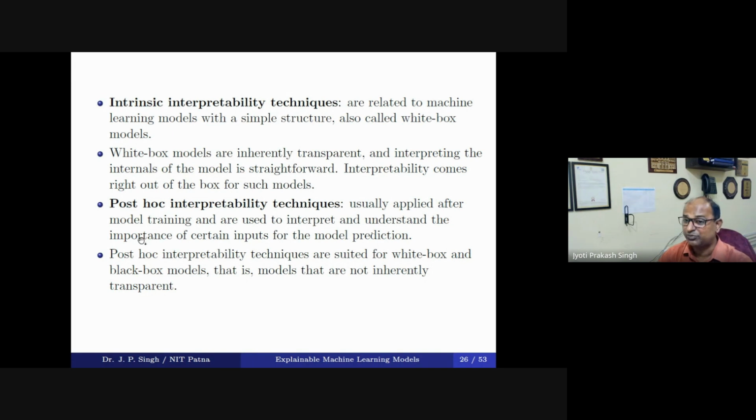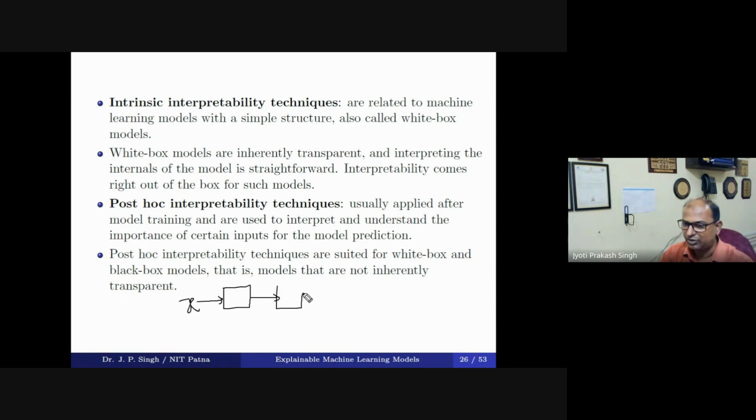If the model is not inherently interpretable, then we need to apply some technique called post hoc interpretability technique. You can assume you have a model here. You give your input to this model, say X. This model normally gives you an output, but you cannot interpret the result. Why is it coming?